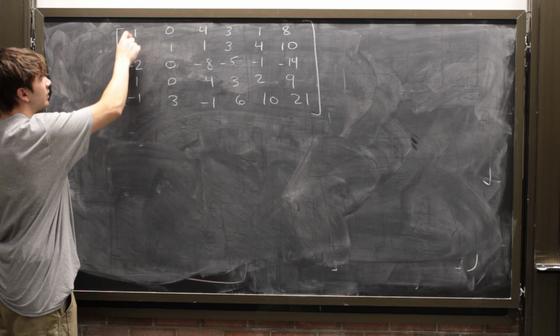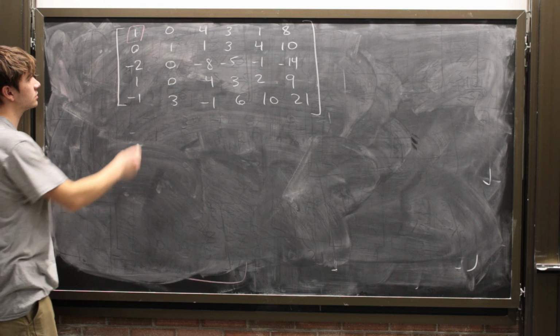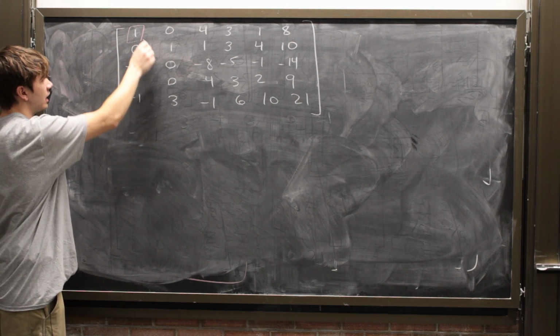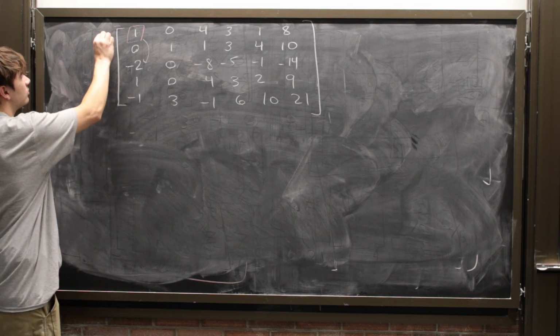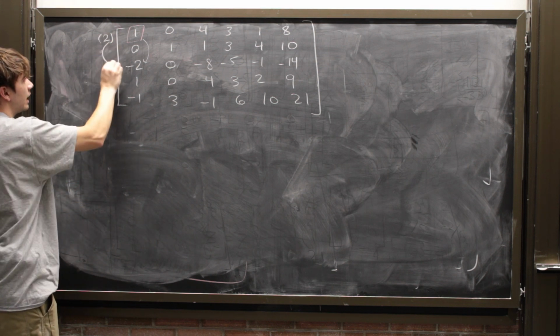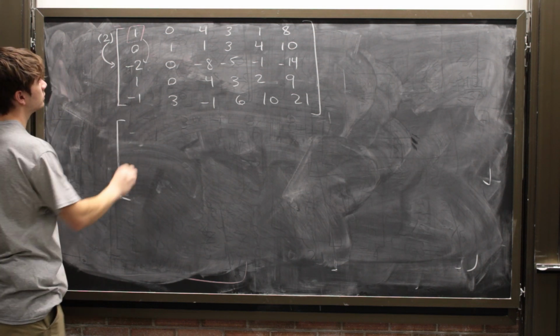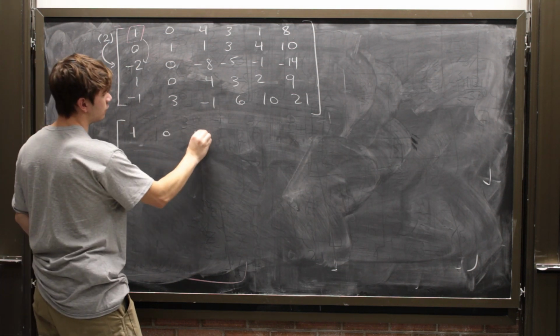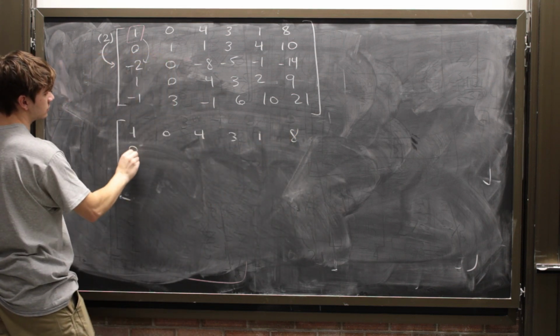All right. Okay, so now we're here. In the next step, I'm still at my first pivot, the first step of my staircase, and I need to delete the 2 now. To get rid of this negative 2, I'm going to multiply this row by 2 and add it in. All right? So this will give me 1, 0, 4, 3, 1, 8, 0.